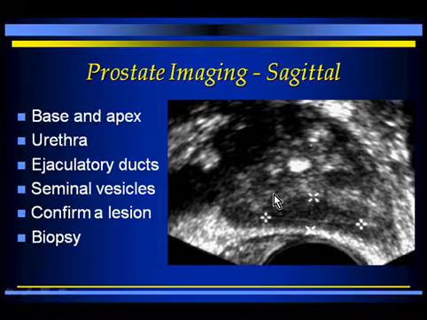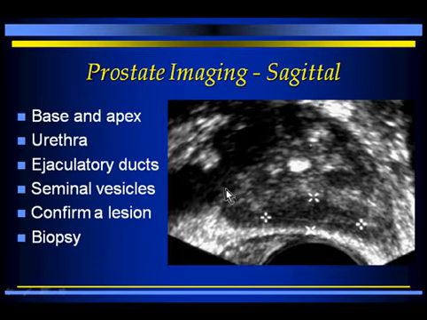Here's the sagittal image. We always use both a transverse and a sagittal image. We see a hypoechoic mass in the transverse image. We'll go to the sagittal image to confirm that it's really present. The sagittal image is also better for evaluating the base and the apex of the prostate because you can see when you're at the base and where the apex ends.